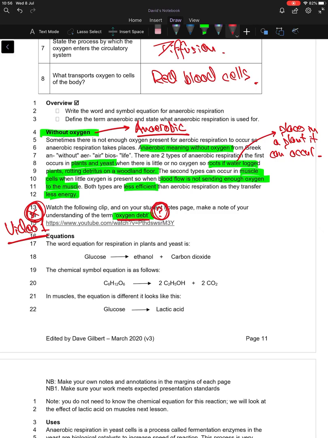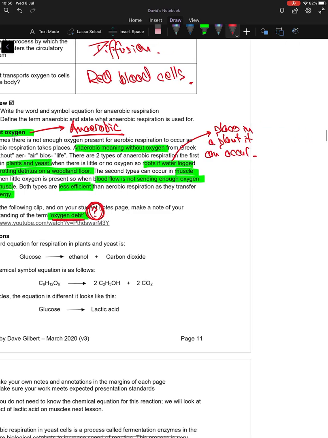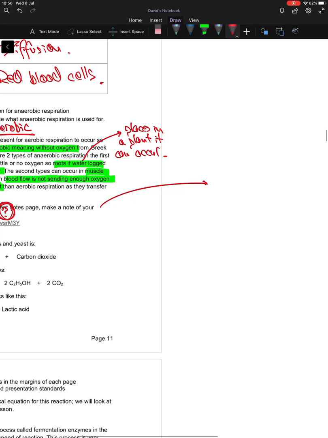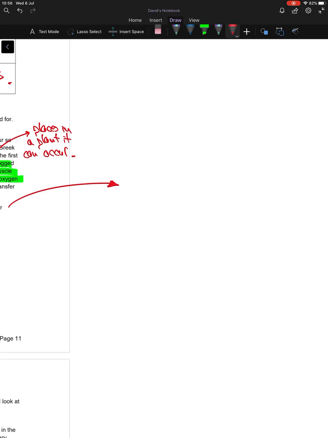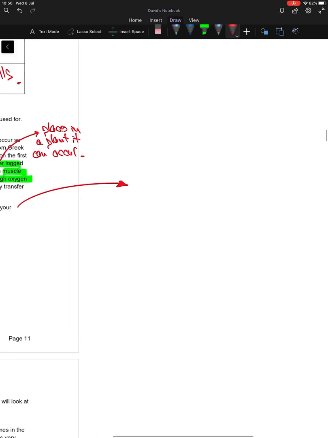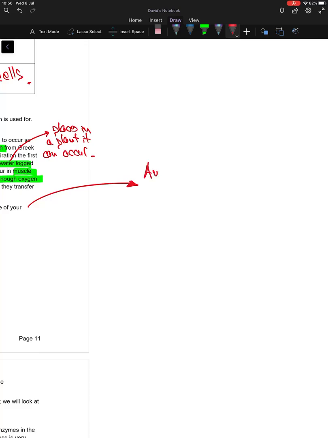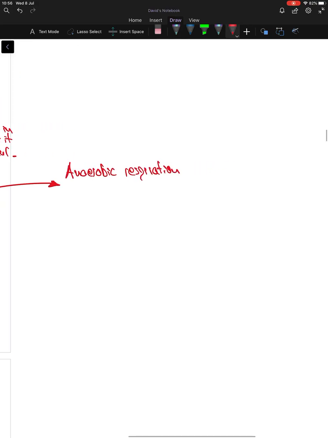Good, so hopefully you've paused the video and hopefully you've had a look at what oxygen debt is. Now, if you weren't sure, you can make some of your own notes on the side over here while we just describe oxygen debt. Now, the important thing is, when you carry out anaerobic respiration in muscles, from glucose you produce energy, but also you produce lactic acid.